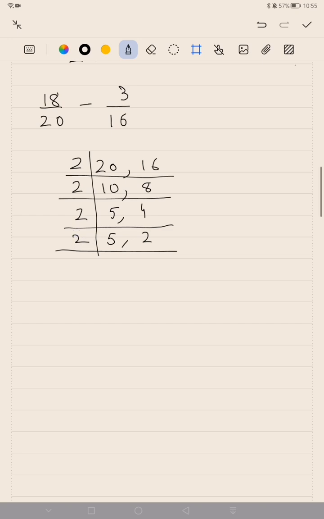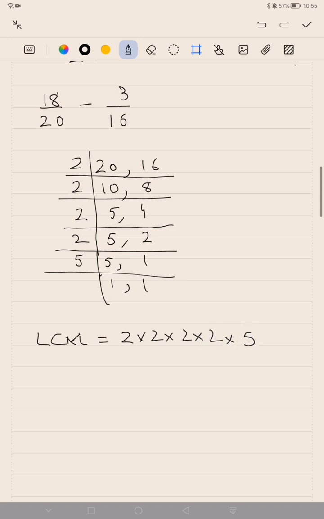I will divide 2 first. 5 will come down as it is. Now in the end I'm going to divide 5. So the remainder is 1 and 1. LCM is 2 into 2 into 2 into 5. That will make it 80.